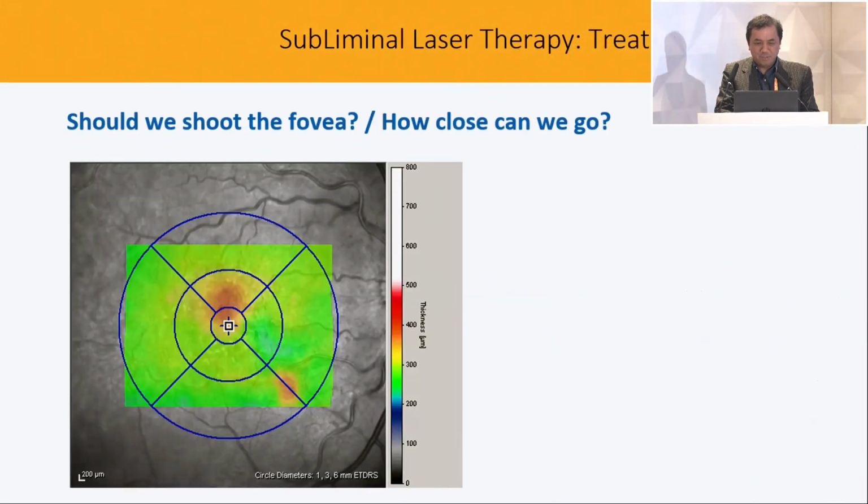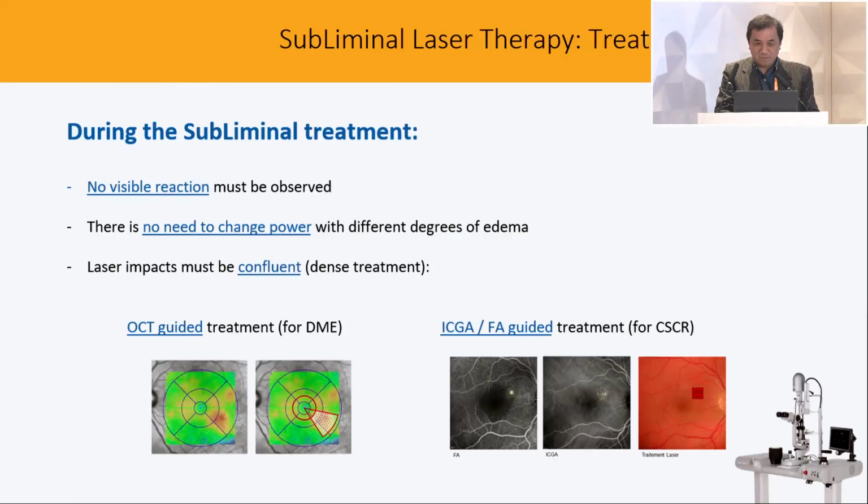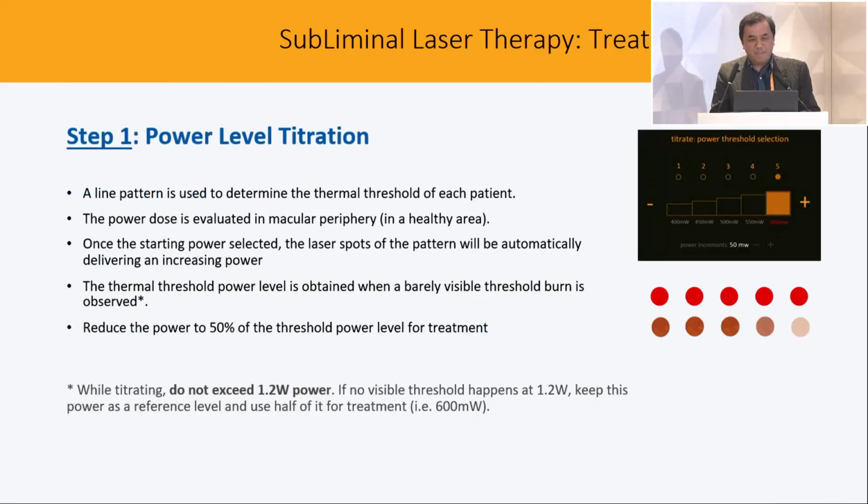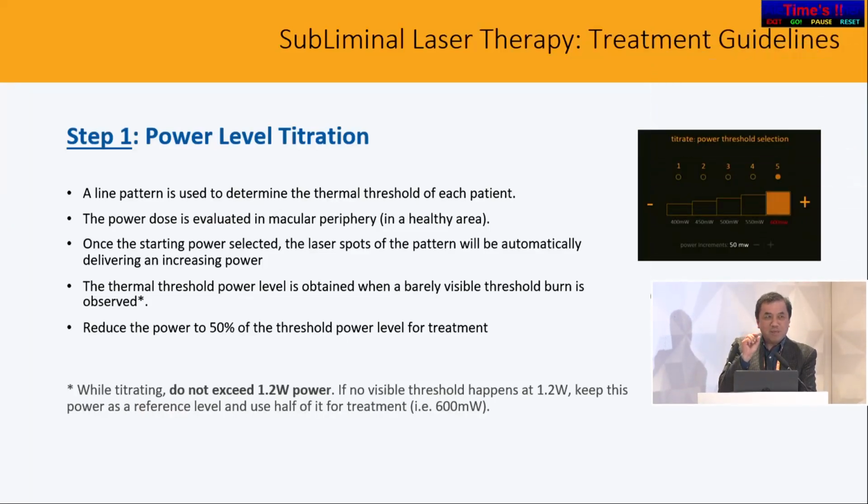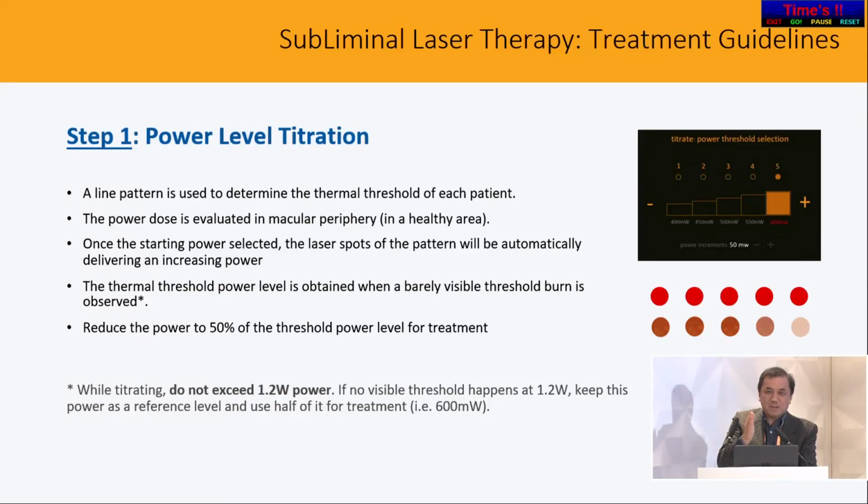Okay. All right. So the idea is whenever we have the patient here, we titrate. The way of titrating is that you go outside the arcades and start shooting the laser under the micropulse mode until you get a barely visible burn, and then you cut down the power to 50%. This is our recommendation. Some people say a third, some 50%. Nobody really knows exactly, but the idea is to keep it on the safe side.